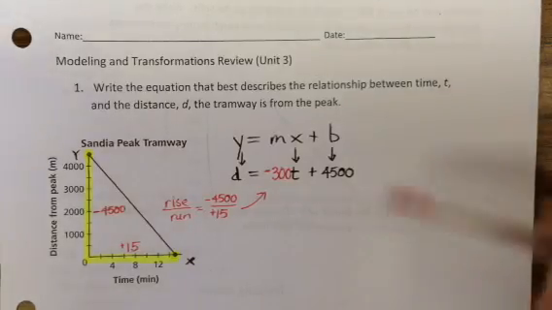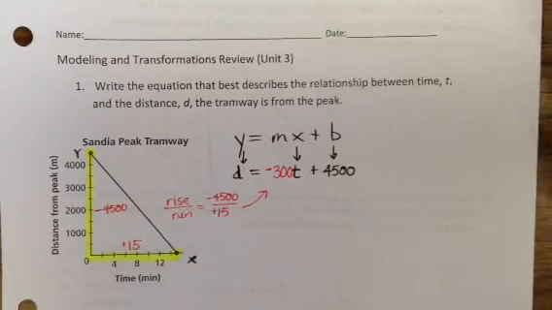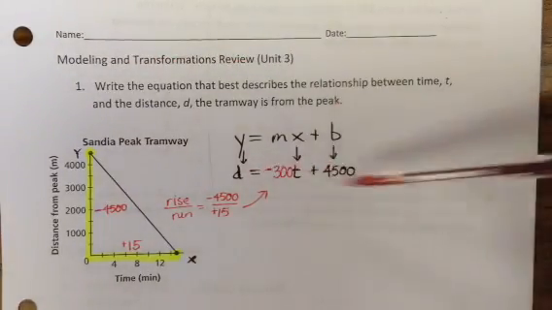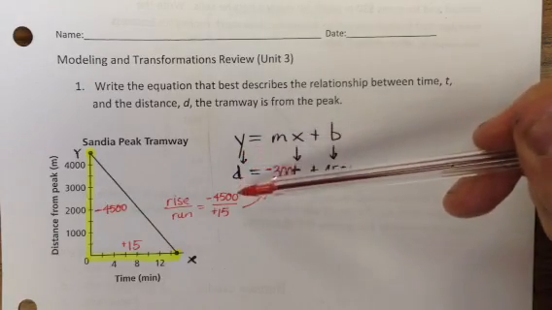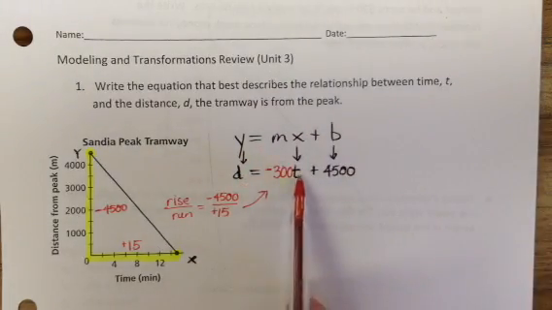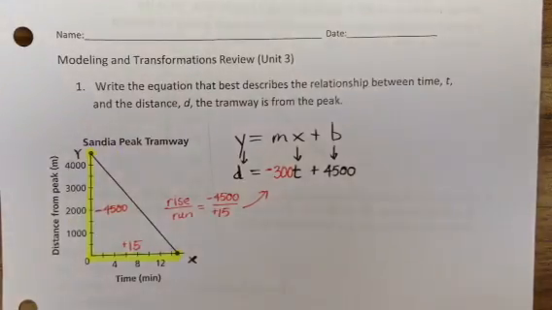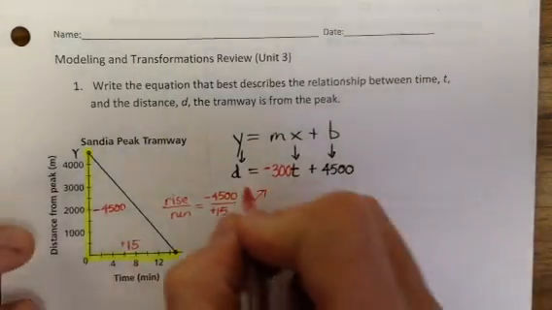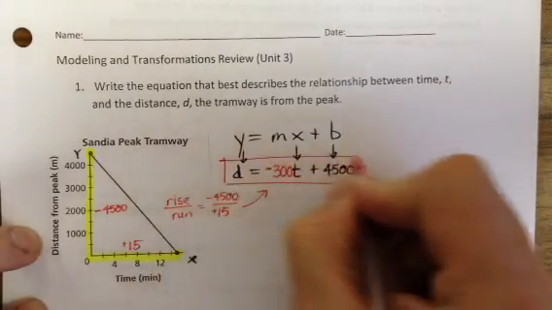And after we do this, we take a step back. It says write an equation. You got an equation right here that best describes the relationship between time and distance. We step back and go, hey dude, I'm done. And we are. So the answer is what you see in the box.